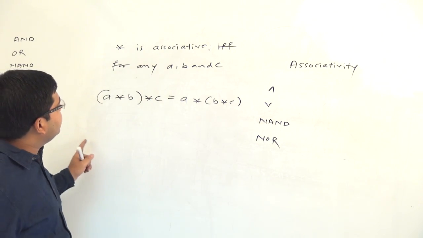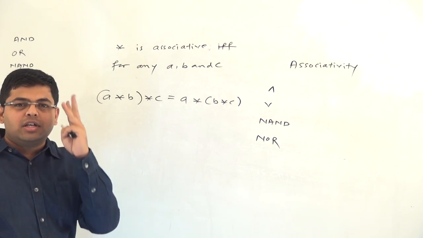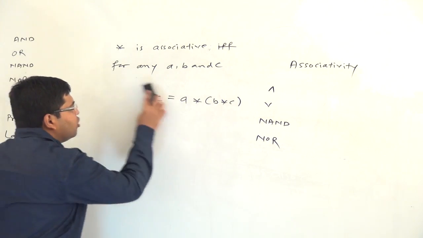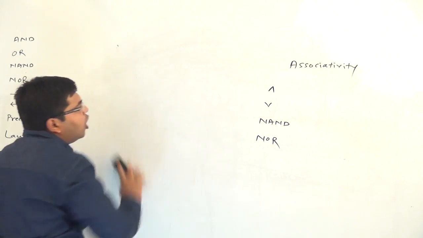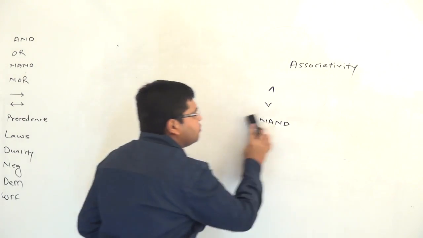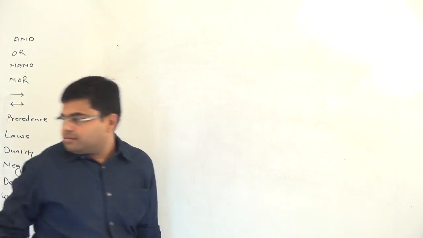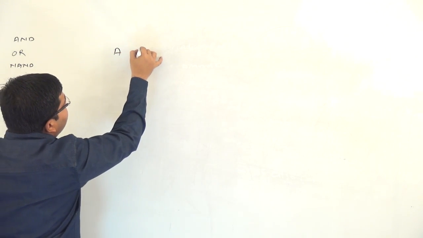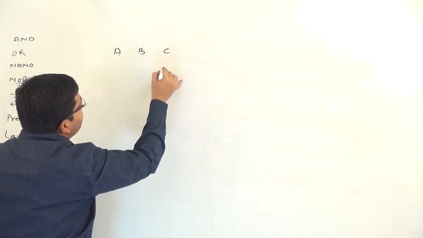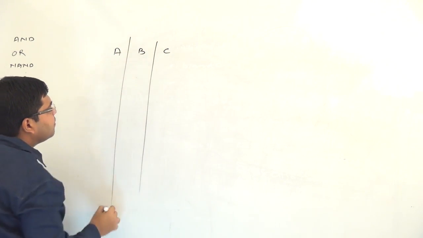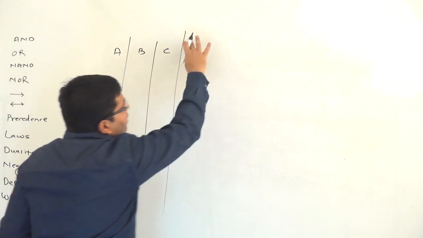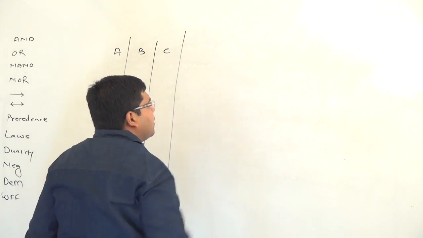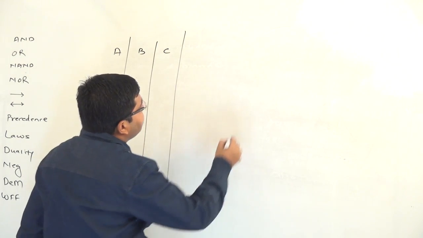As you may see, in order to check the associativity, we need at least 3 operands, and therefore I need to draw a truth table of 3 variables. So let us go for A, B, C, and we will check the implications.